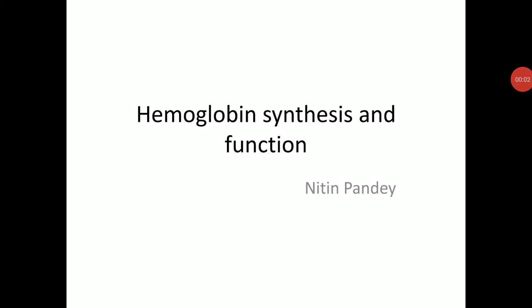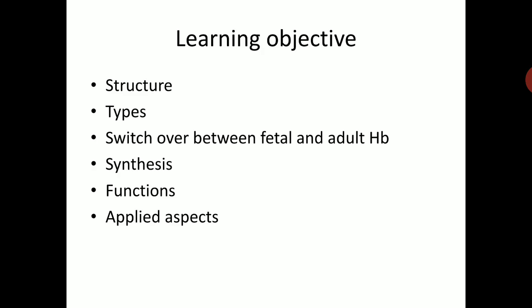In this video, we will learn about the physiology of hemoglobin. The learning objectives of this topic are: we'll study the structure of hemoglobin, then the types in brief, then when the switch occurs between fetal and adult hemoglobin, then in brief the synthesis of hemoglobin, then the functions, and then the applied aspects of hemoglobin.